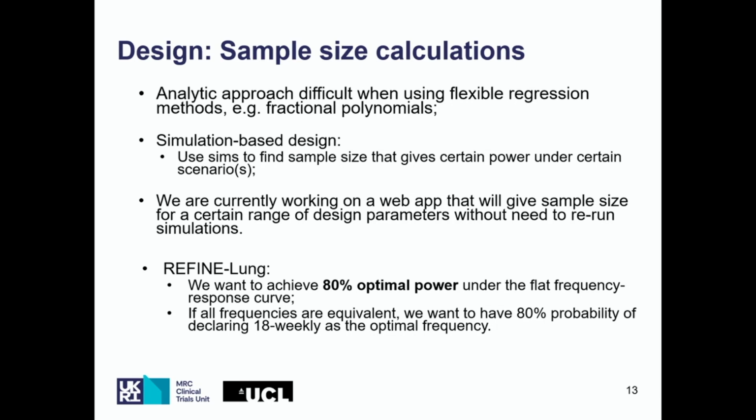In refined Lang, we decided that we wanted to target optimal power under a specific scenario, that is that the frequency response curve was flat. The reason why we do this is that this is the equivalent of what we do in a standard non-inferiority trial, where usually the assumption is that the control and the active treatment are equally effective, and we power the trial to reach a certain level of power under that assumption. So in this case, the flat frequency response curve is the equivalent of that. And in refined Lang, we aim for 80% optimal power.